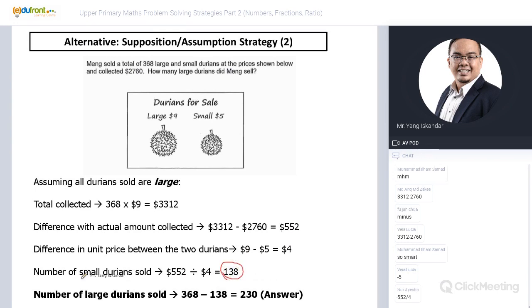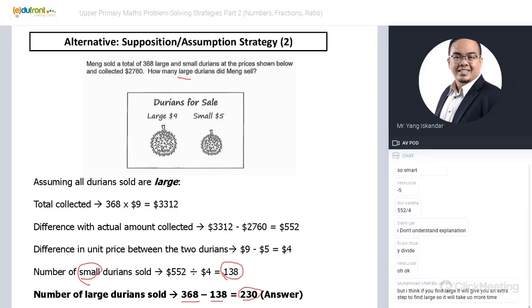But this 138 is small durians. But they didn't ask for small durian, they asked for the large durian. So there's one extra step that you need to do. 368 minus 138, you get 230 as the answer. Okay?